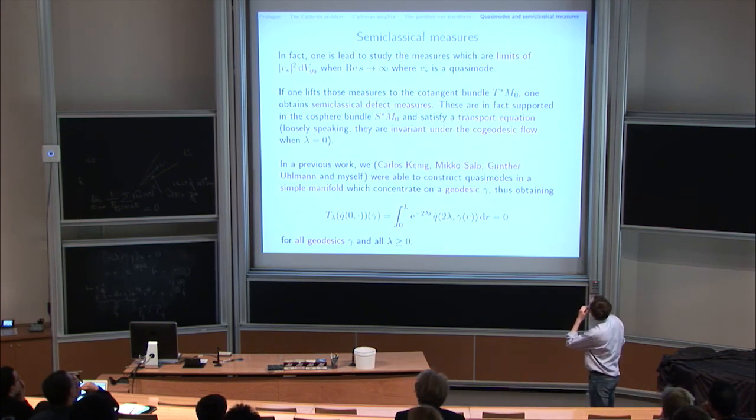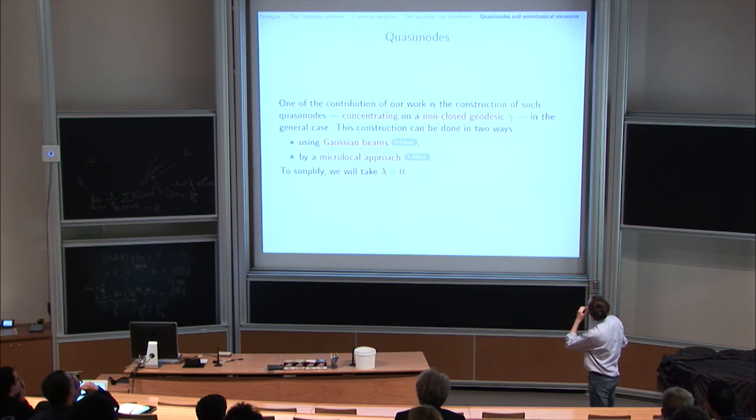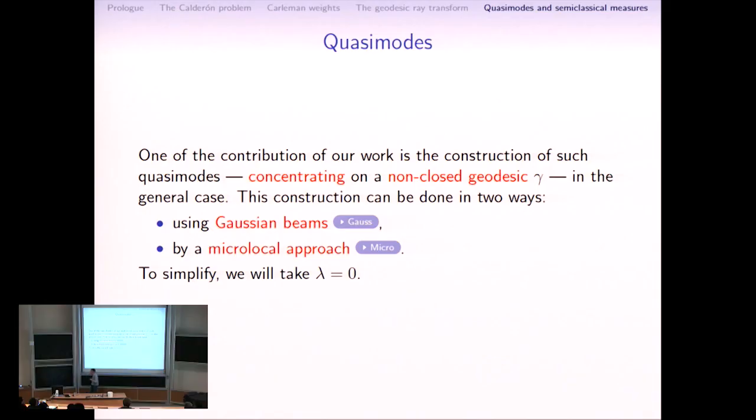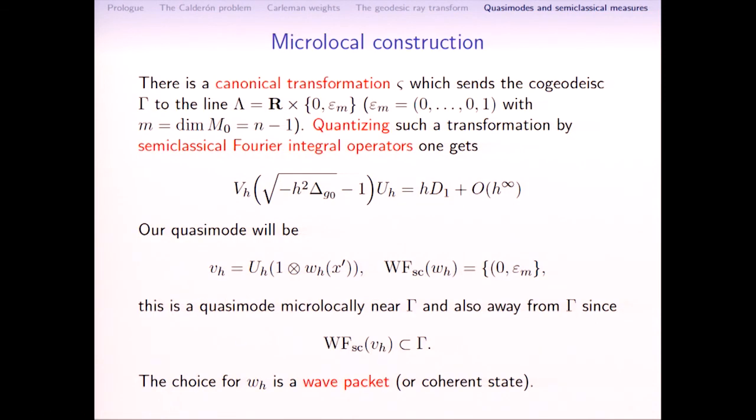Okay, so let me just show you very quickly how you can do it. There are two ways of constructing these. So the whole question now is to construct those Quasimodes and understand the limit. And maybe the quickest one is the microlocal approach. So this is very sketchy. You have to do more than that.